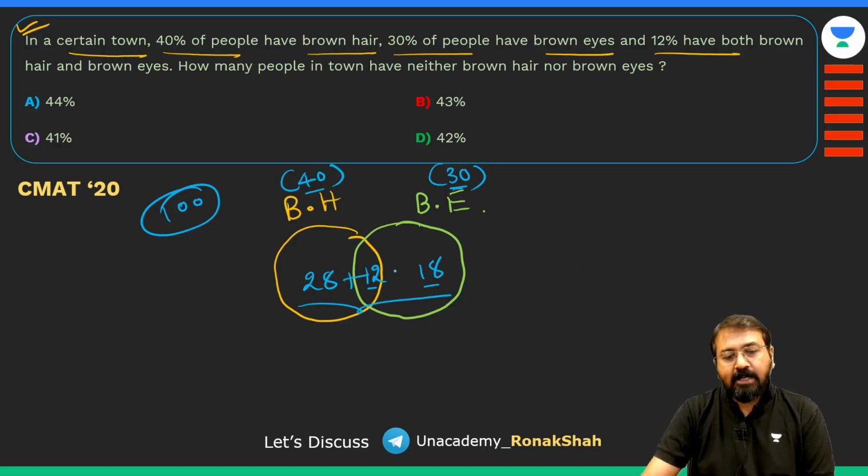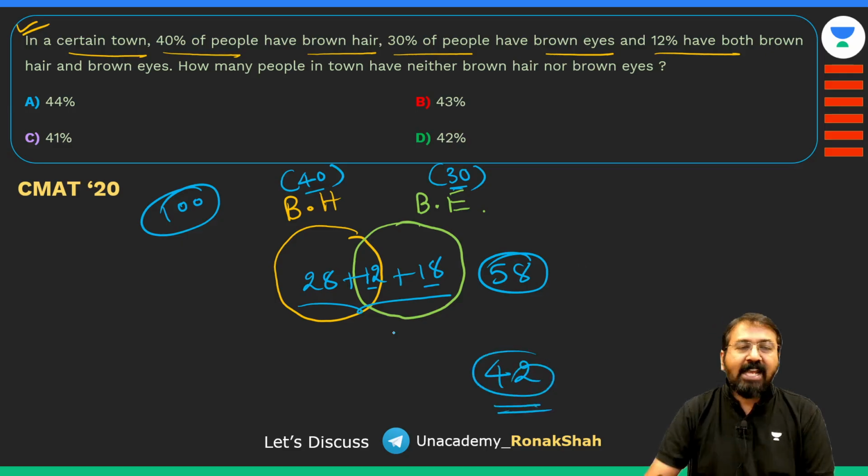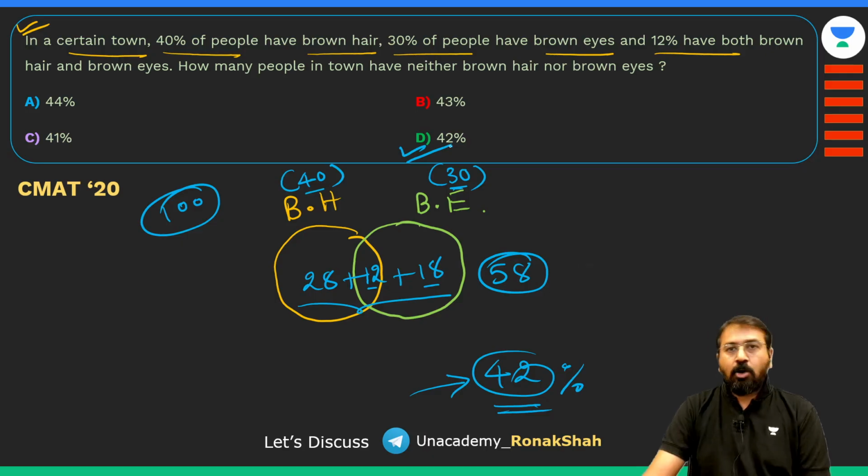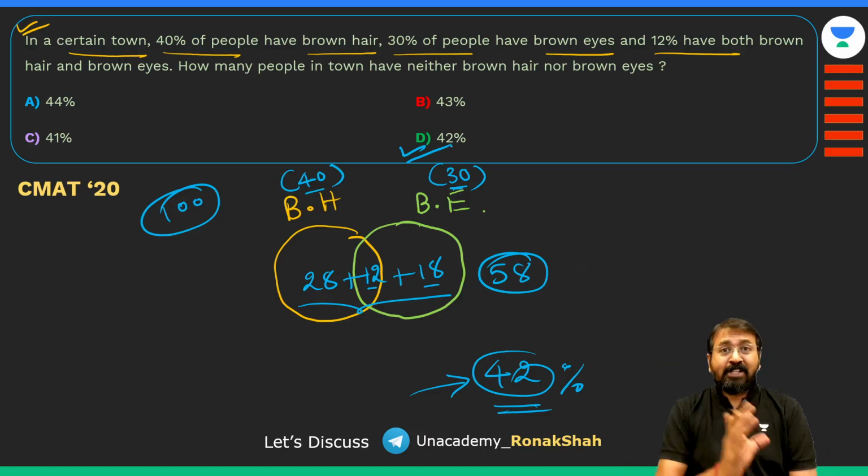So it's 28 plus 12 plus 18. So it's going to be 58. That means the remaining 42 do not have any of this. So our answer is 42%. Out of 100, 42, it's 42%. So you can tick mark option D. So I really hope you have understood this.